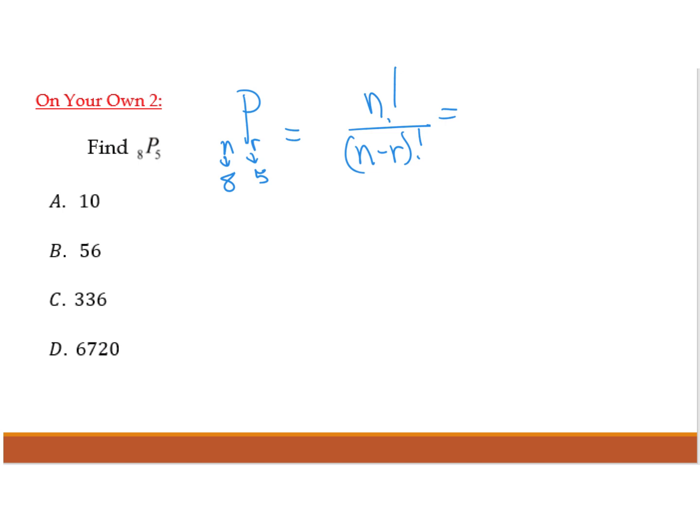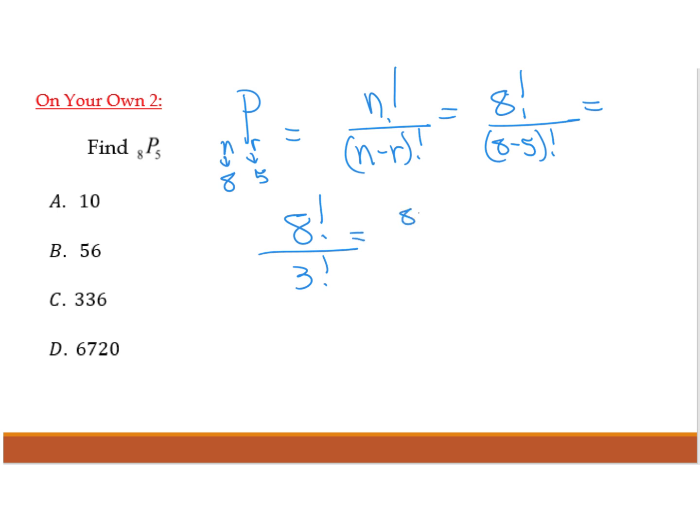Okay, we are finding how many permutations that we can get when we have 8 items, and we are picking 5 of those. We're going to plug this into our formula. We have n factorial, and the value of n is 8, divided by n minus r, which is going to be 8 minus 5 factorial. That's going to give me 8 factorial on top over 3 factorial on the bottom.